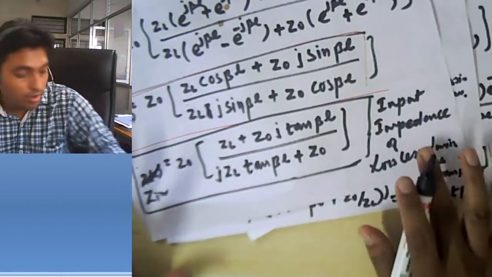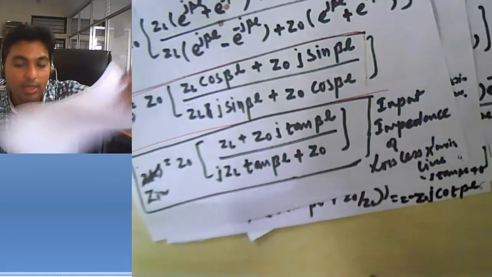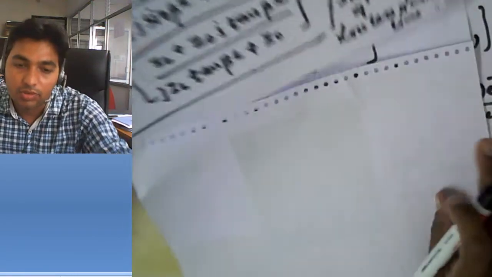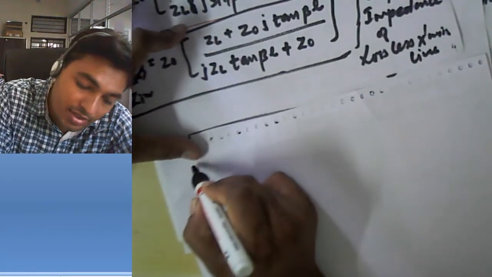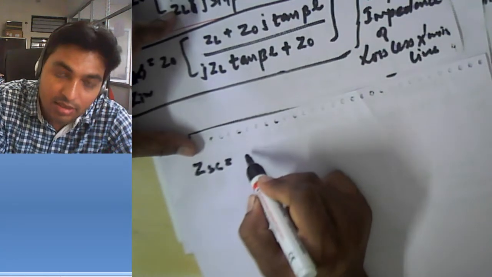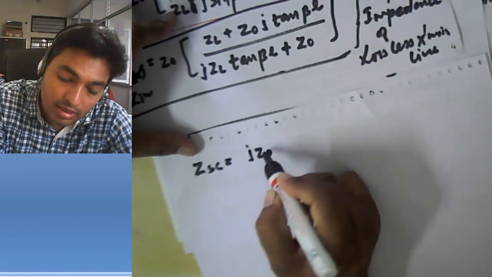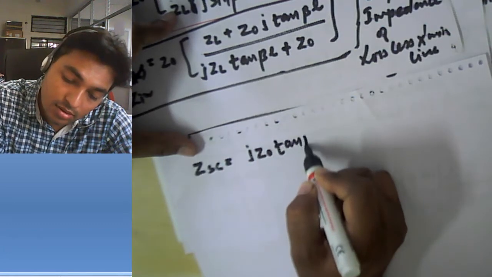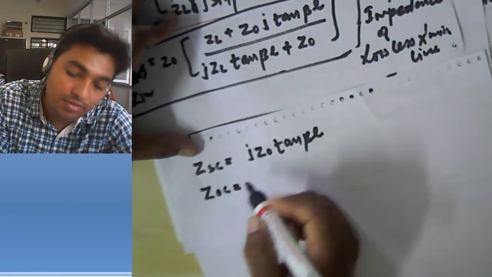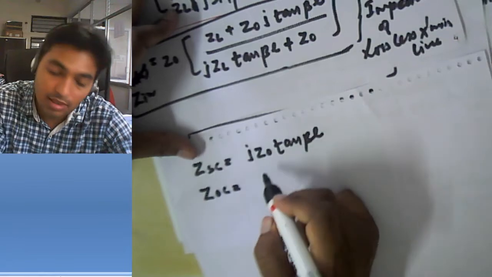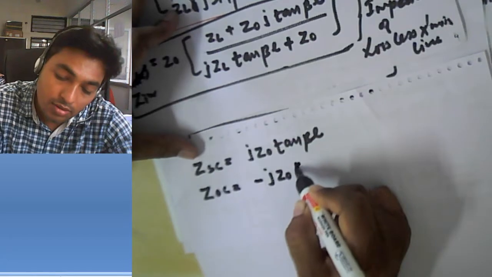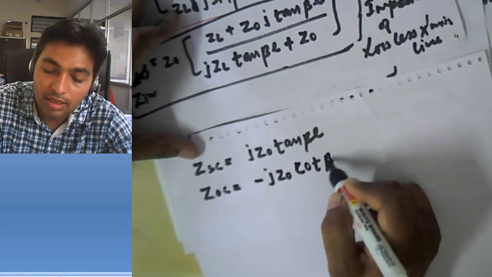So for a short circuited transmission line we are having the impedance equal to J Z0 tan beta L, while for an open circuited transmission line we are having the impedance equal to minus J Z0 cot beta L.